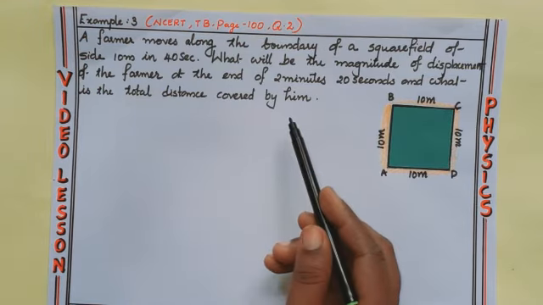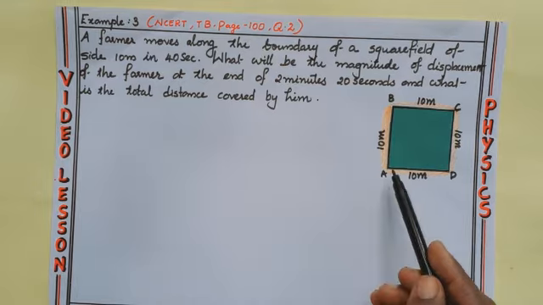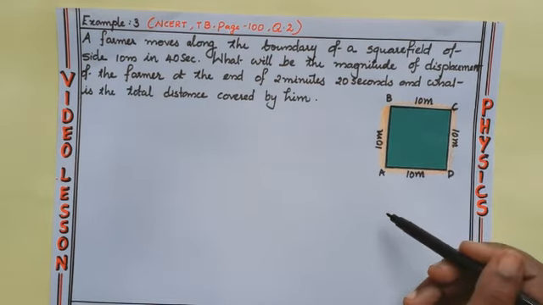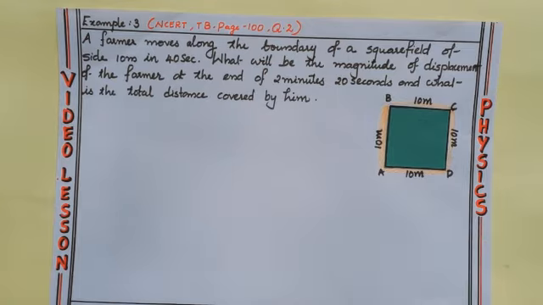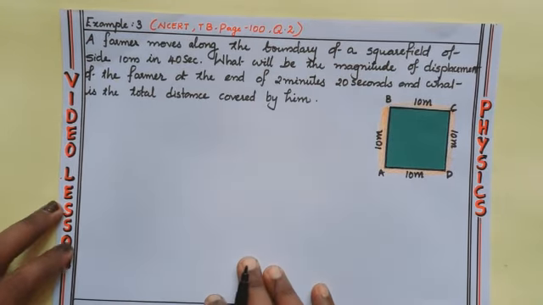Okay, what do you want to find out? The displacement and distance covered by the farmer. In the case of what? He is covering the boundary of a square field. So thus you have to concentrate. It is the path. It is not a straight line path.